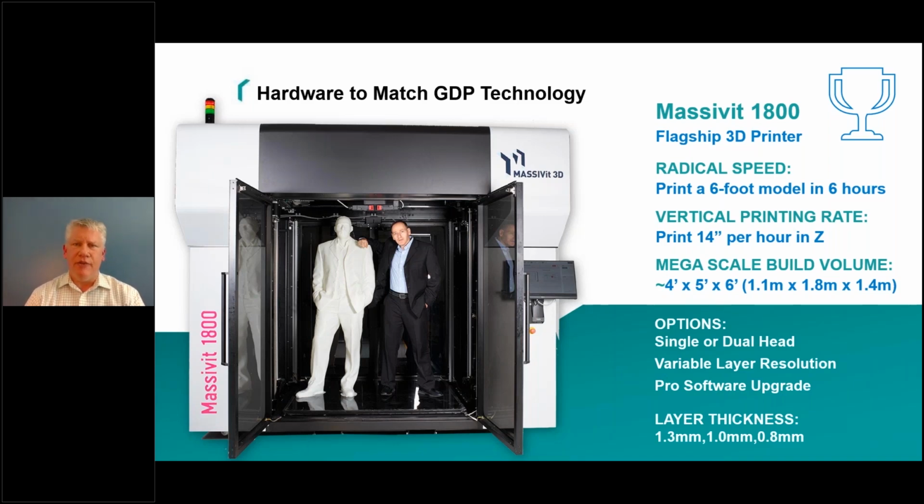A matching build volume means approximately 4 foot by 5 foot by 6 foot. So over 100 cubic feet, and that's a little over a meter by about 1.8 meters, almost 2 meters by about 1.5 meters.